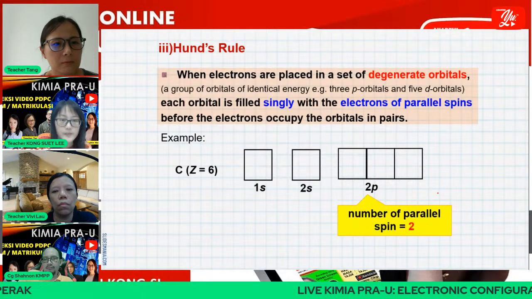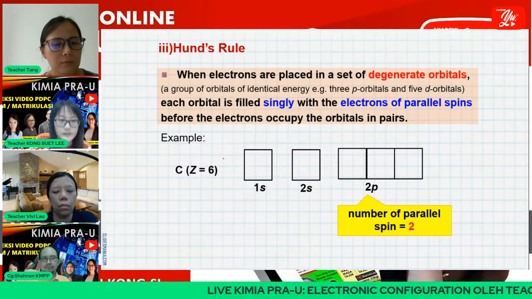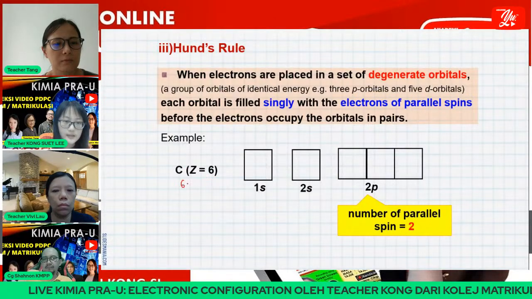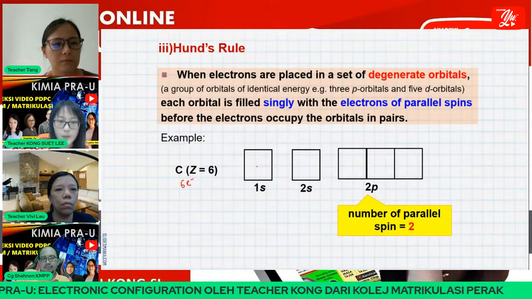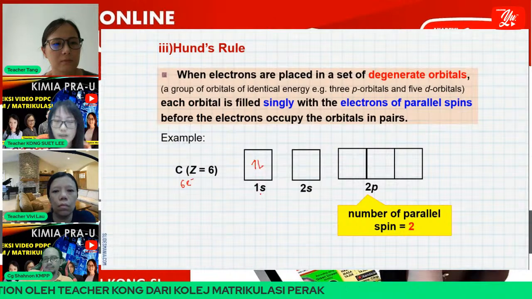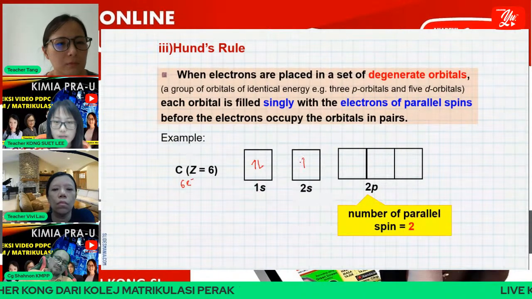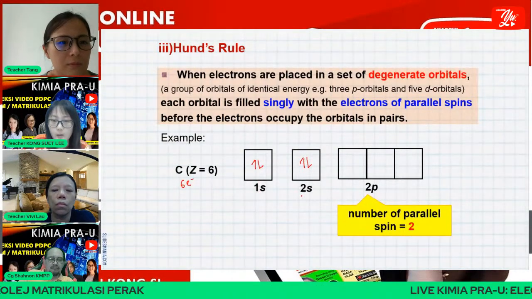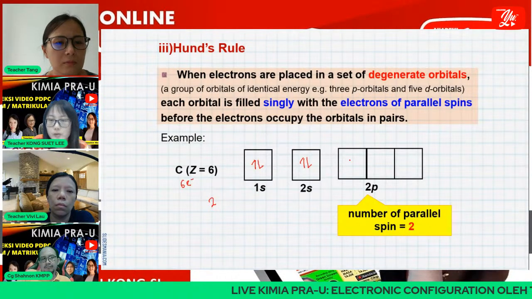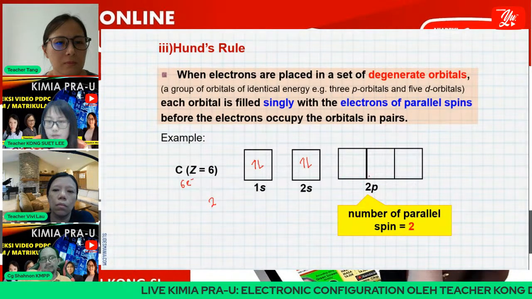Okay, for here, this is carbon. Carbon with proton number equal to 6, so there are 6 electrons. First of all, I will assign 1s1, 1s2. So this is 1s, followed by 2 electrons for 2s. Now 6 minus 4 remains 2 electrons. How are you going to place the other 2 electrons?